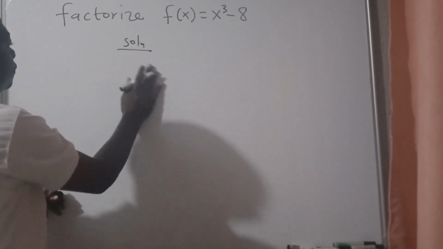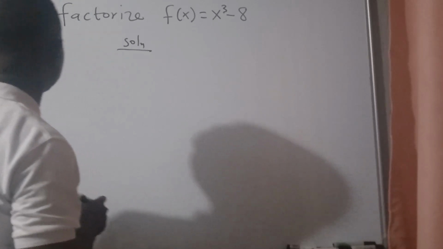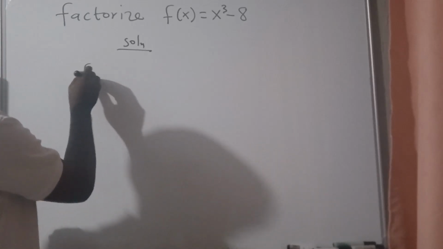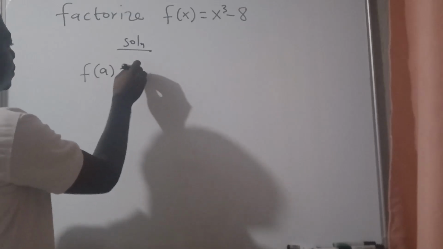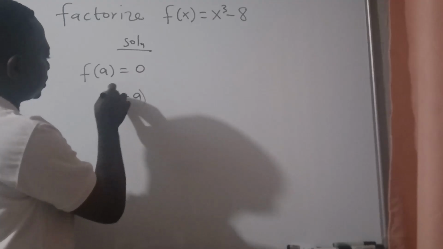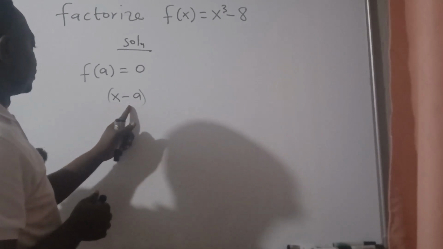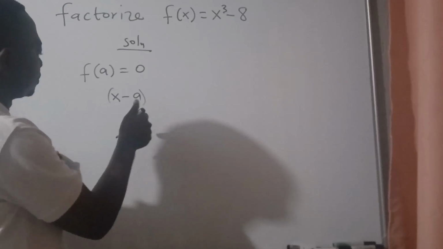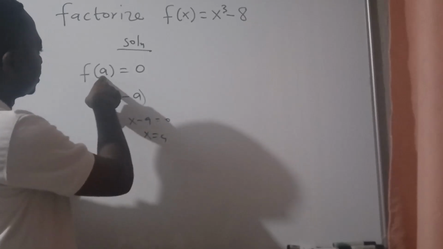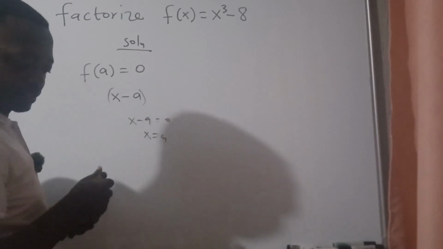So before that, the idea of factor theorem. This is how it operates. Let's observe this. Now, if f of a is equal to 0, it means x minus a is a factor of this. So x minus a equals 0, x equals a. So if I put a here and I get 0, it means the divisor x minus a is a factor of this polynomial.